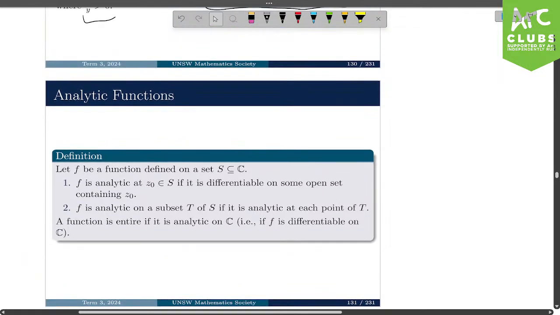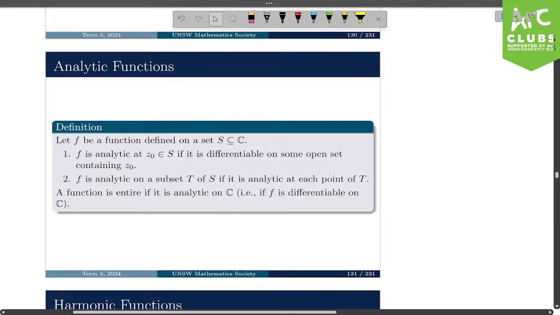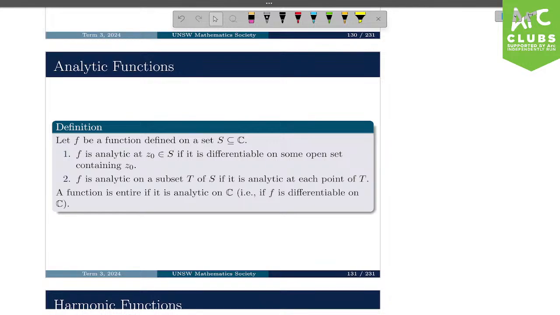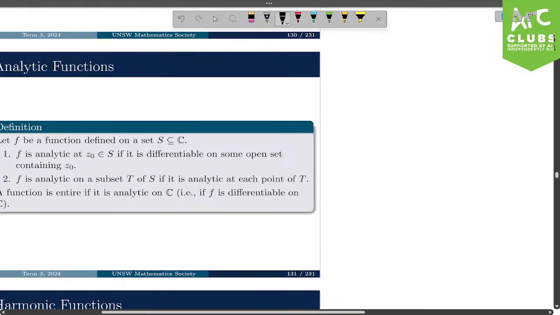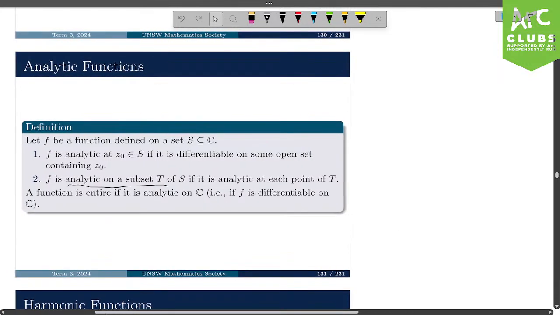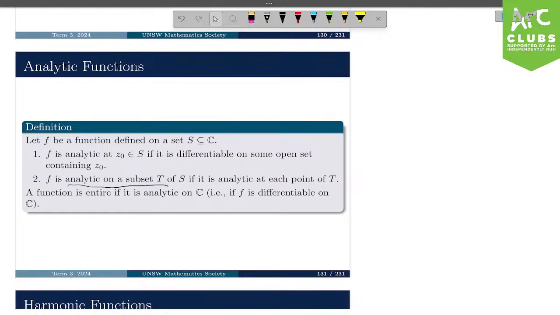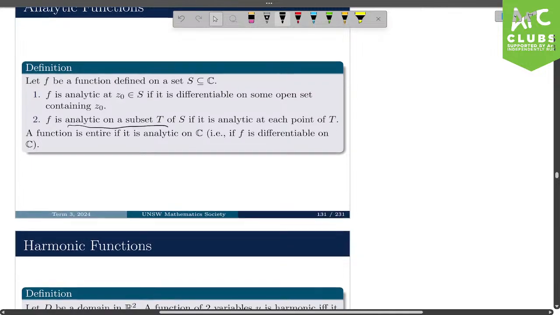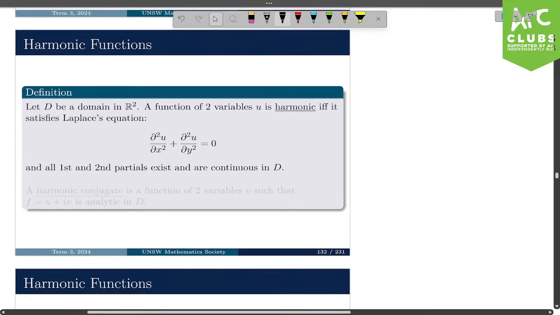Fantastic. Analytic functions next. Okay, analytic functions. We have a definition. Analytic just means it's differentiable on an open set containing some point. So typically, we use analytic in a subset manner. So we say this is analytic on this subset because it is analytic at each point in there, which just means within some open set. Fantastic. Next up, some more info. We're just info dumping at this point.